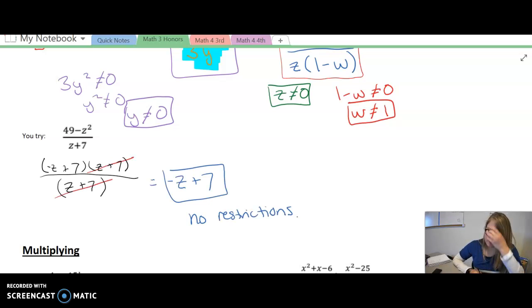So if you figured this one out, you had to notice that you needed to factor your 49 minus z squared. And then when you do that, you see that you get negative z plus 7 and z plus 7. Well, those z plus 7s simplify, so then you get negative z plus 7 in the numerator, 1 in the denominator, so there are no restrictions because there are no variables in the denominator.